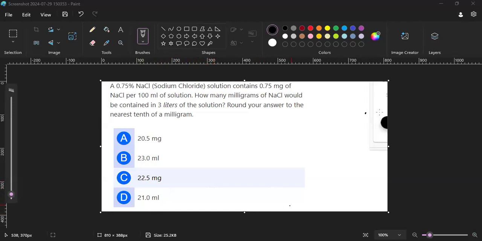And then they go on to say how many milligrams of sodium chloride would be contained in 3 liters of solution. So that's the second ratio. And they want us to round the answers to the nearest 10. So let's go ahead and go to the whiteboard and do this problem.